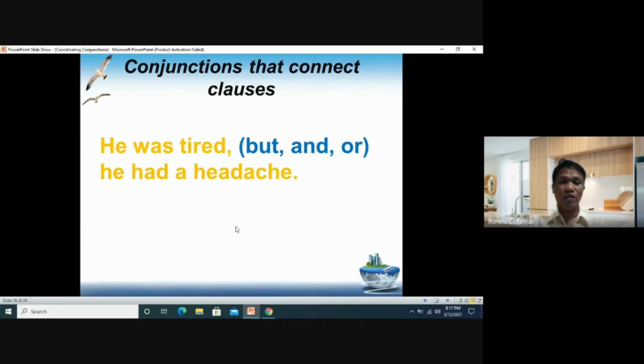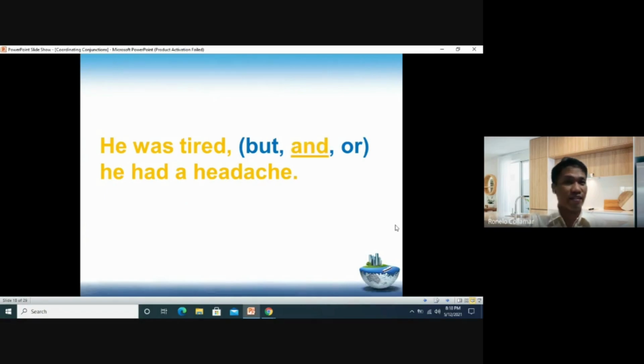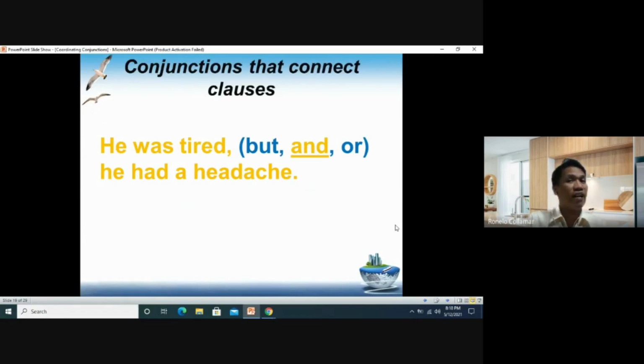So as you notice, we have here conjunctions that connect clauses. A while ago, we have conjunctions that connect words. A while ago, we have conjunctions that connect phrases. And this time around, we have conjunctions that connect clauses. So he was tired, and then he had a headache. All right. So what do you think is the answer here? He was tired. All right. So let us see. The answer is and. He was tired and he had a headache.